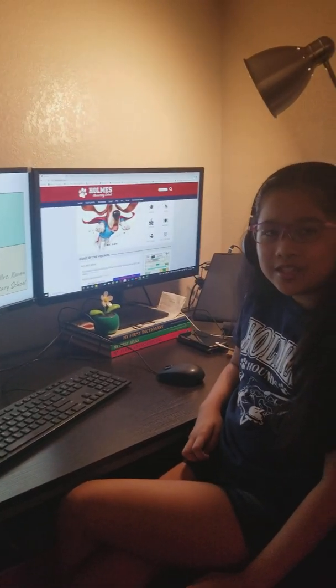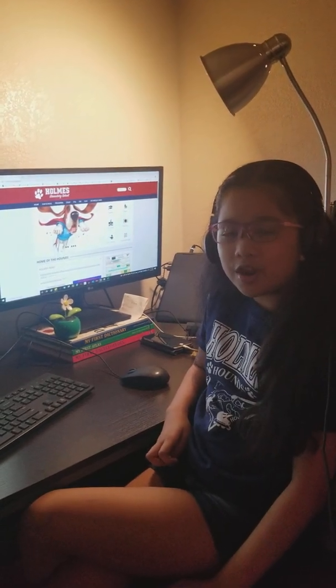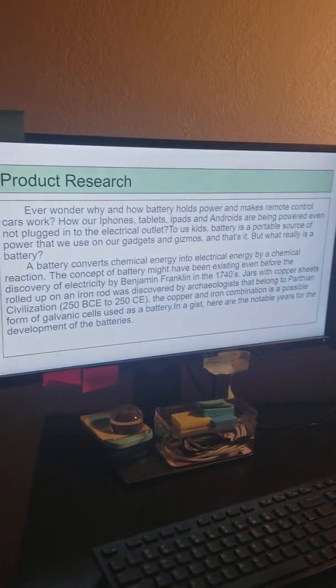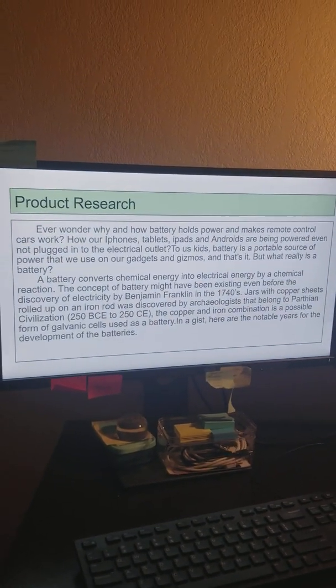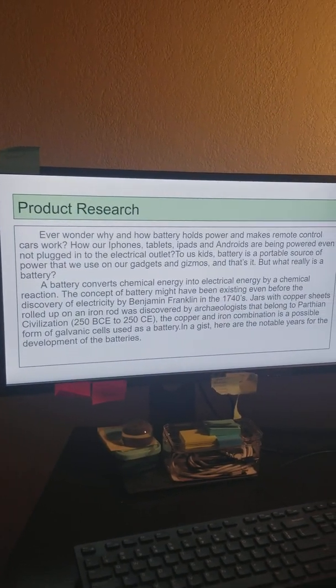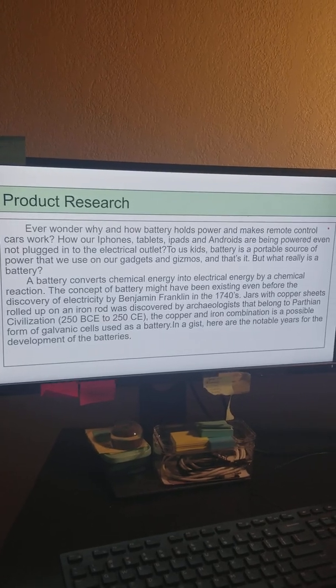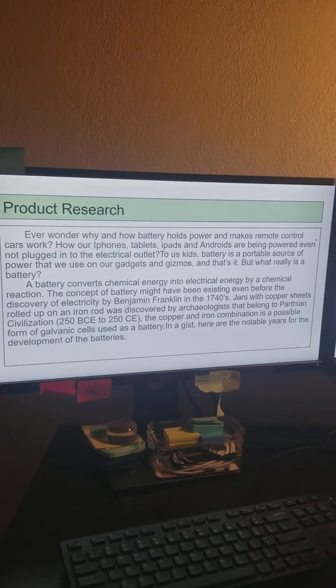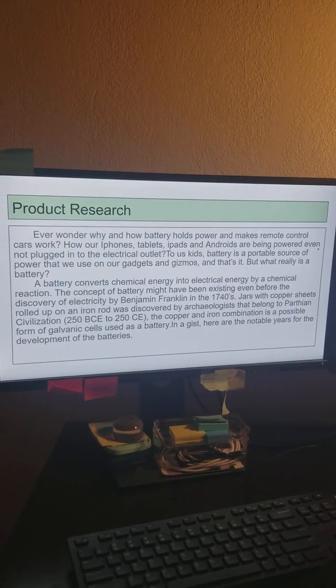Hello everyone, this is my reverse engineering project where I reverse engineer a dry cell battery. Product research. Ever wonder why and how batteries hold power and make remote control cars work? How our iPhones, tablets, iPads, and Androids are being powered even though they aren't plugged into anything?